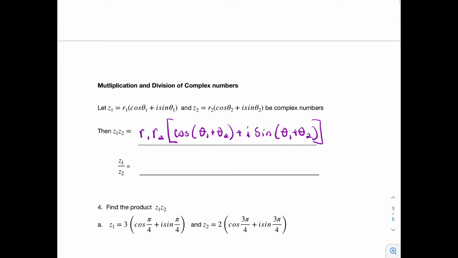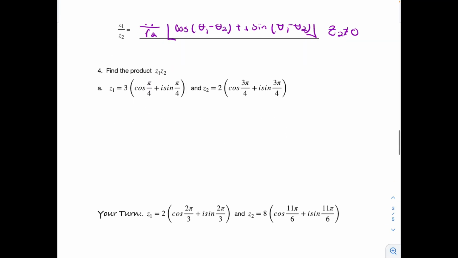Now, to divide, you're going to do the opposite operations. So you're going to divide your r1 and your r2, and you're going to subtract your angles inside the trig function. So we're going to do cosine of theta 1 minus theta 2 plus i sine of theta 1 minus theta 2. And that's it. That's how you multiply and divide trigonometric functions. Now, because of the division here, we know that z2 cannot equal 0, because then r2 would be 0. We cannot have division by 0.